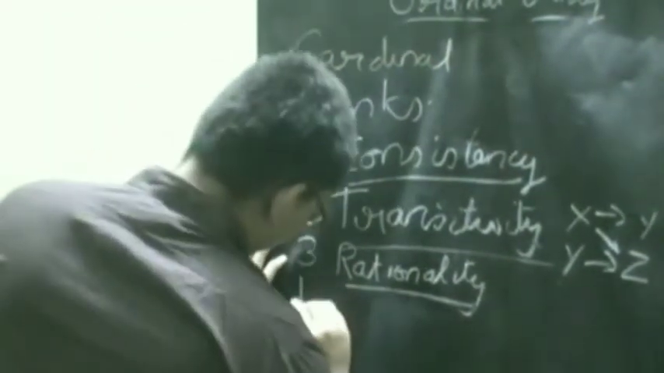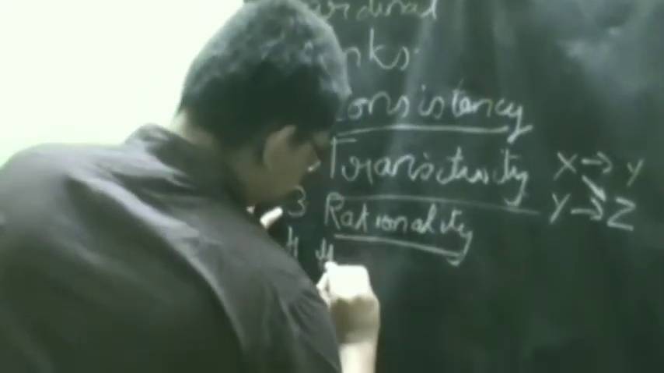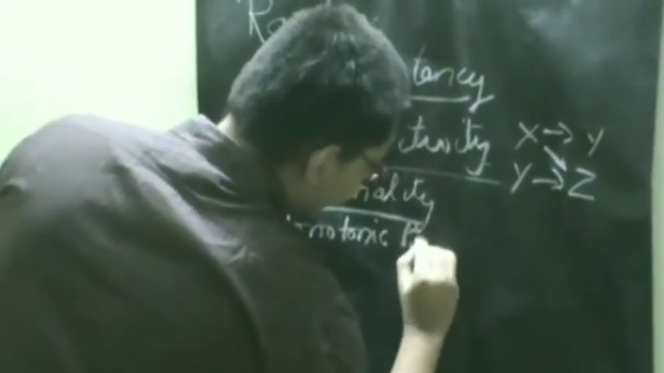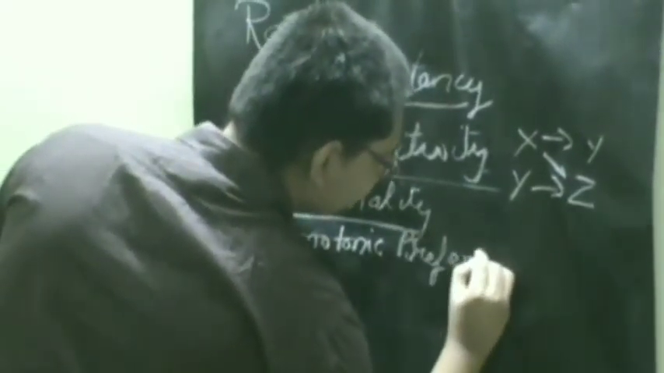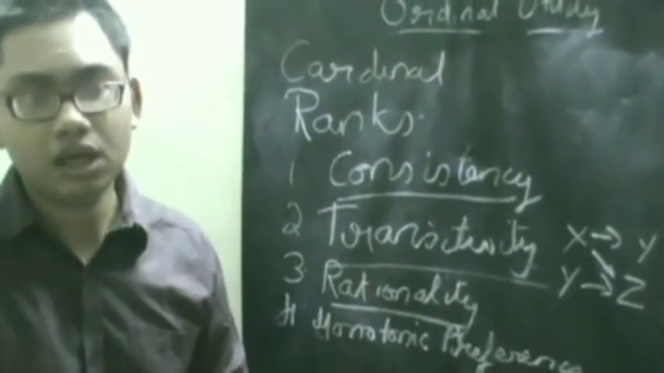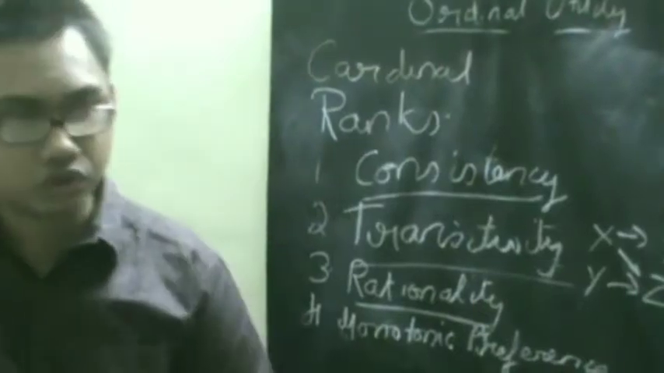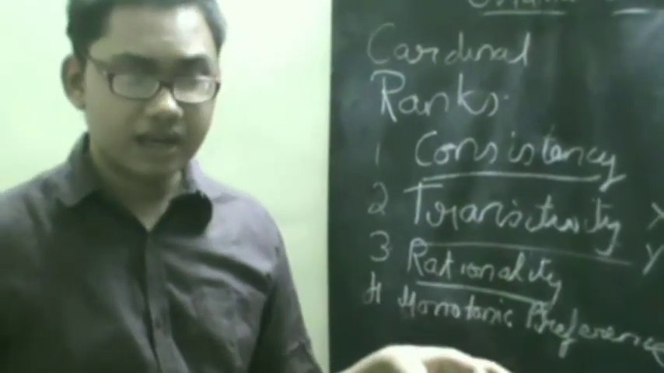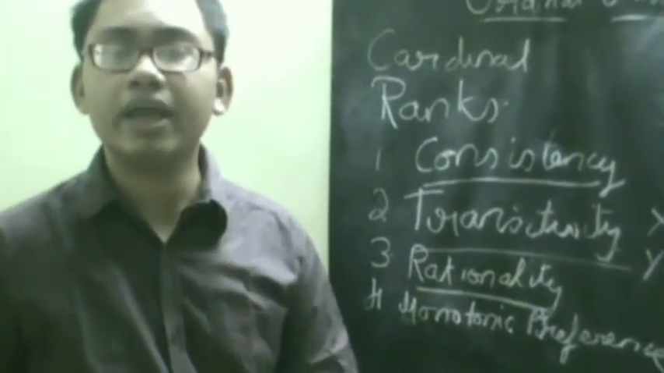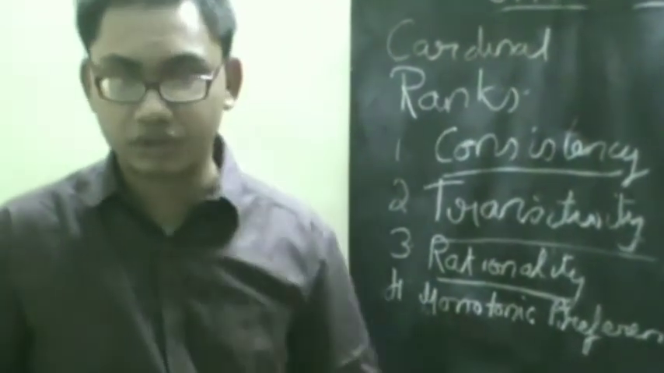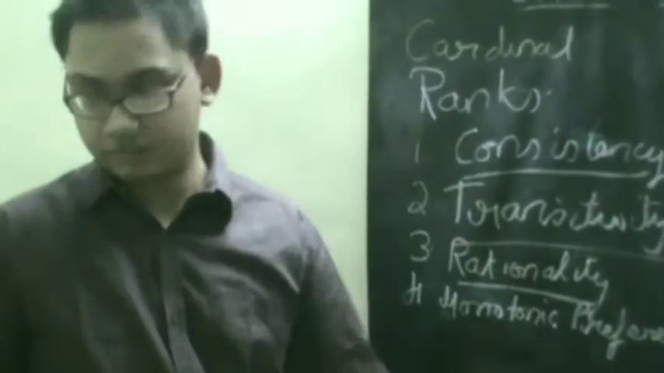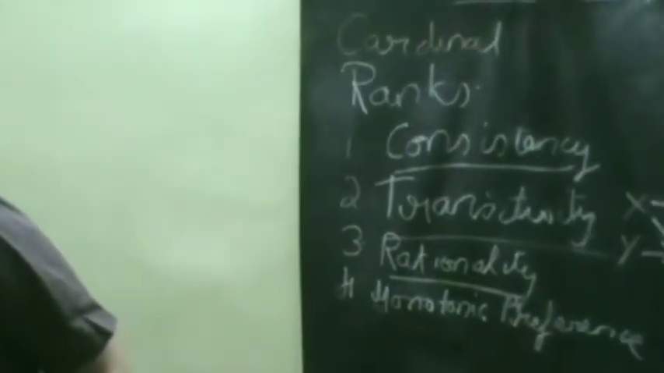Then the fourth one is monotonicity, or monotonic preference. What is this? See, if one bundle has 1 unit of good X and 2 units of good Y, and another bundle has 2 units of good X and 2 units of good Y, the second bundle will be preferred. Why? Because it has more of at least one good and no less of the other. So the consumer will prefer more to less. So these are the 4 assumptions of this approach.